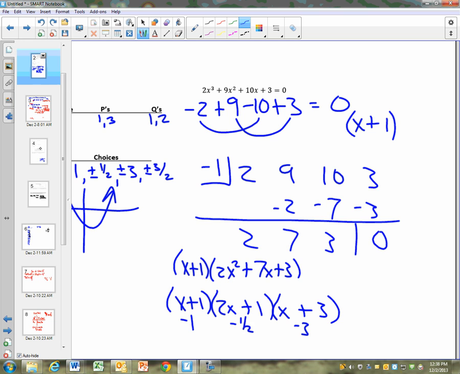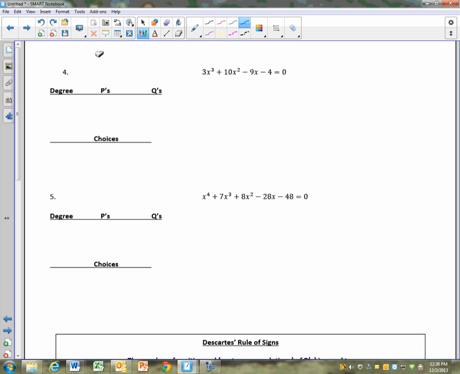Okay, next problem. We do number 4. We did 5 before. What degree is number 4? Third degree. P's are factors of the last. What are they? 1, 2, and 4. Q's? Take each of the P's and divide them by each of the Q's. Plus or minus 1. Plus or minus 1/3. Plus or minus 2. Plus or minus 2/3. Plus or minus 4. Plus or minus 4/3.